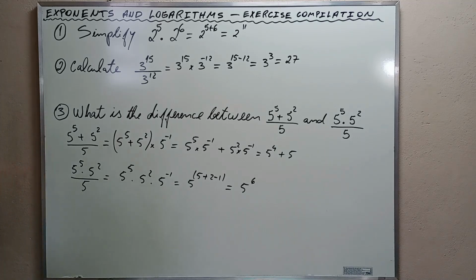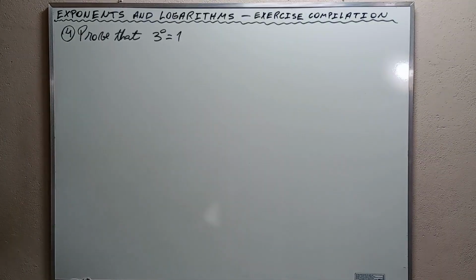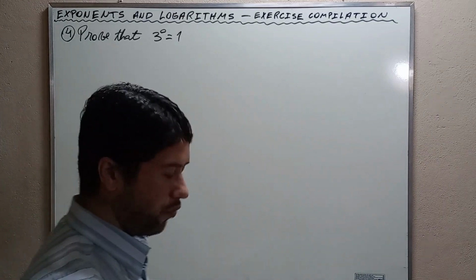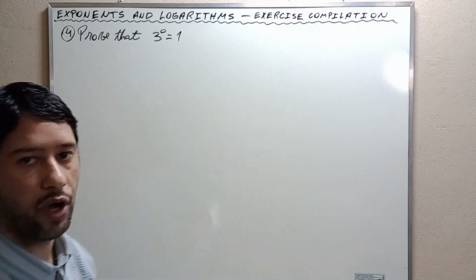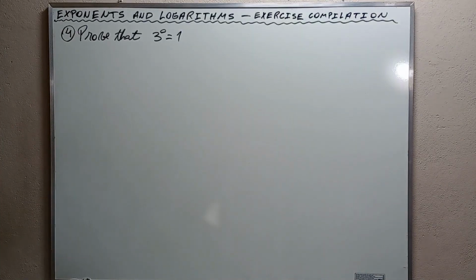Let's go to the fourth exercise now. Exercise number 4. Prove that 3 to the power of 0 is equal to 1.